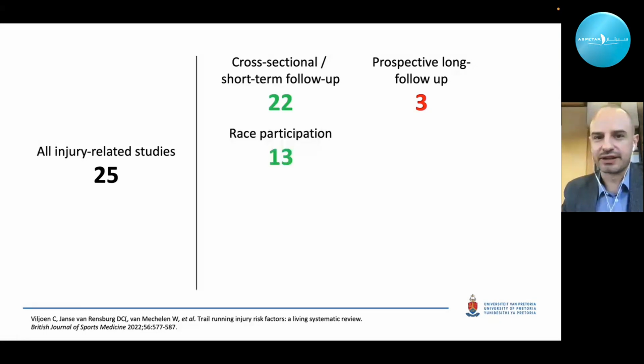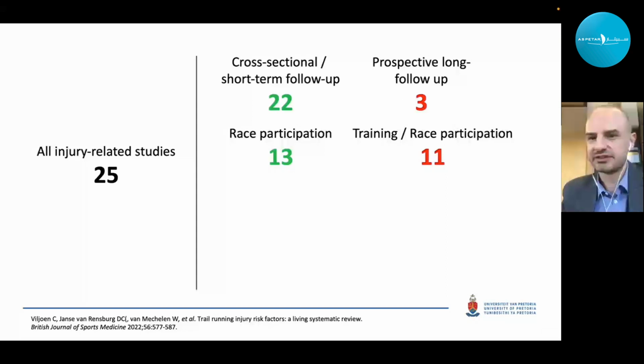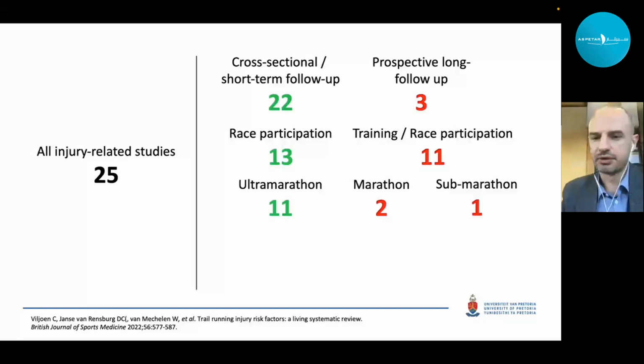Most of the studies focus on race participation. Sure, in the training and race participation category, we have 11 studies, but for these studies, we are not exactly sure what they focused on. For example, they'll ask runners, in the past 12 months, tell us about your injury. So we're not sure if those injuries were linked to training or race participation, so we have to see that in context. For these race participation studies, mostly it is ultra-marathon distance. There are only 2 marathons and 1 sub-marathon. Obviously, one study focused on multiple races.